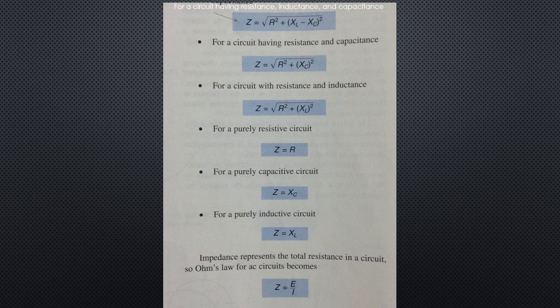For a circuit with resistance and inductance, impedance equals the square root of resistance squared plus inductive reactance squared. For a purely resistive circuit, the impedance equals the resistance. For a purely capacitive circuit, the impedance equals the capacitive reactance. And for a purely inductive circuit, impedance equals the inductive reactance. Finally, impedance represents the total resistance in a circuit. So Ohm's law for AC circuits becomes impedance equals EMF divided by current.